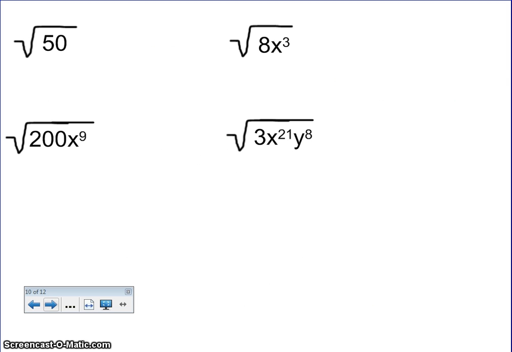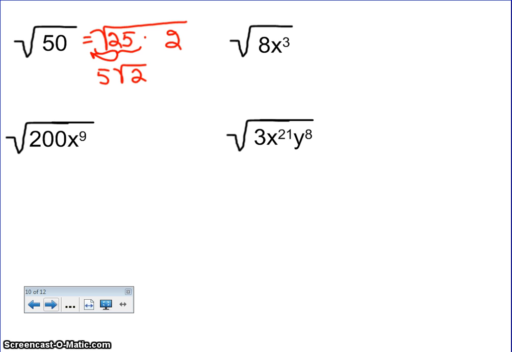Let's take a look at this one right here. We've got the square root of 50. Well, the perfect part of 50 is 25. 25 times 2 is 50. We can take the square root of this part, and so the answer is 5 square roots of 2. We break down the 50 to 25 times 2. We take the square root of 25, and we have a leftover of the square root of 2.